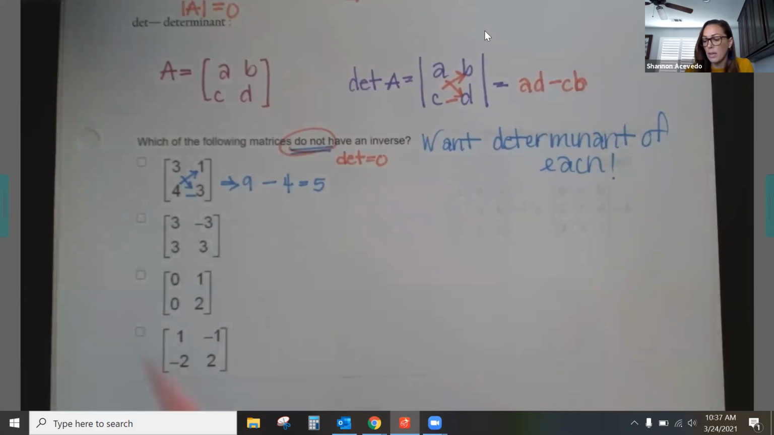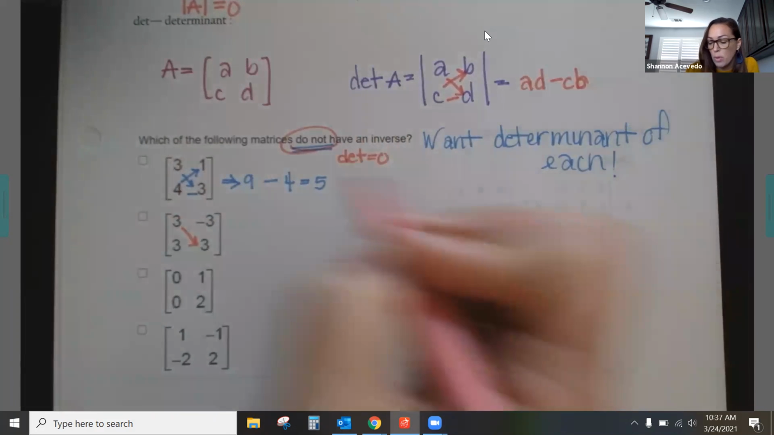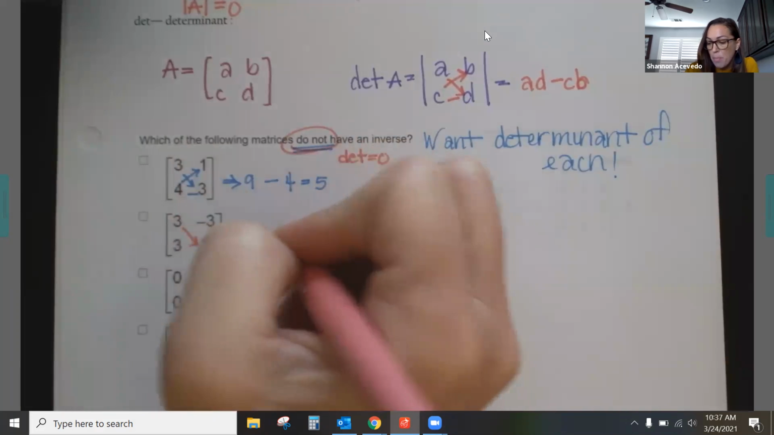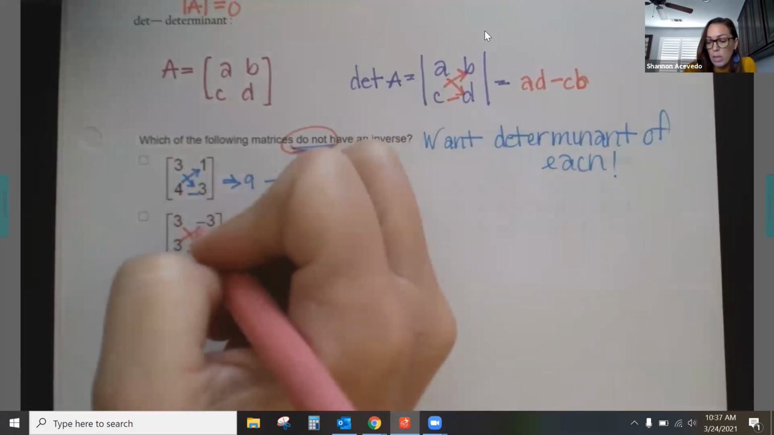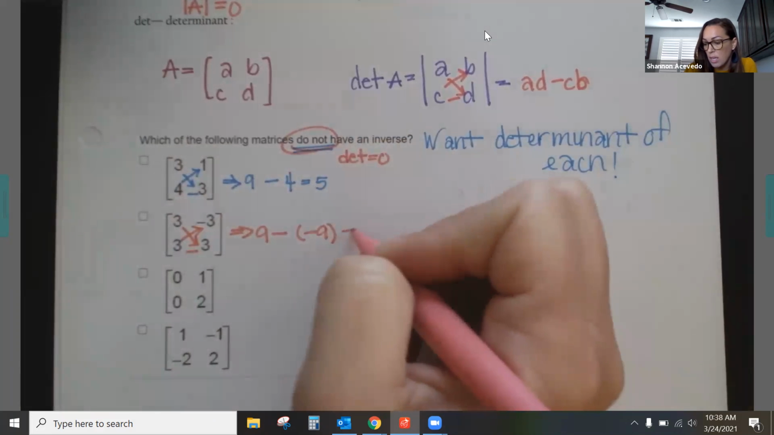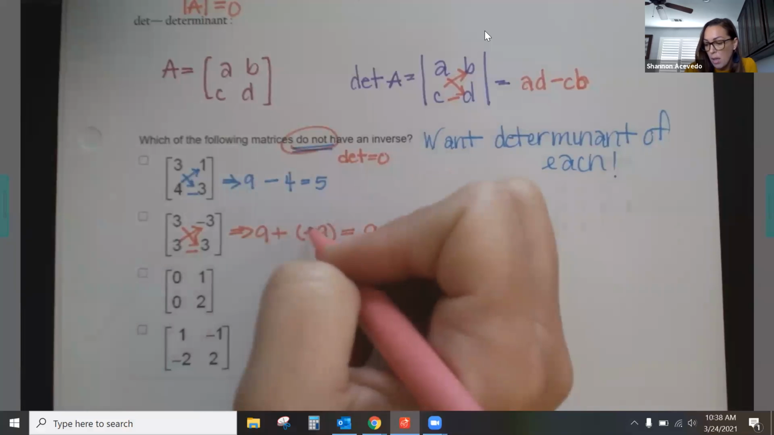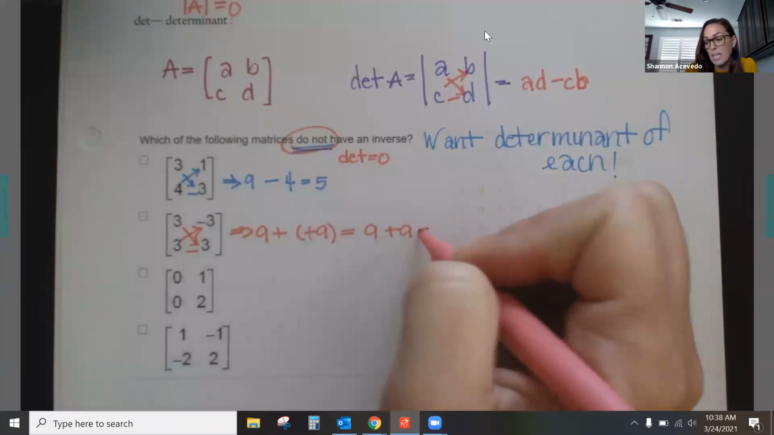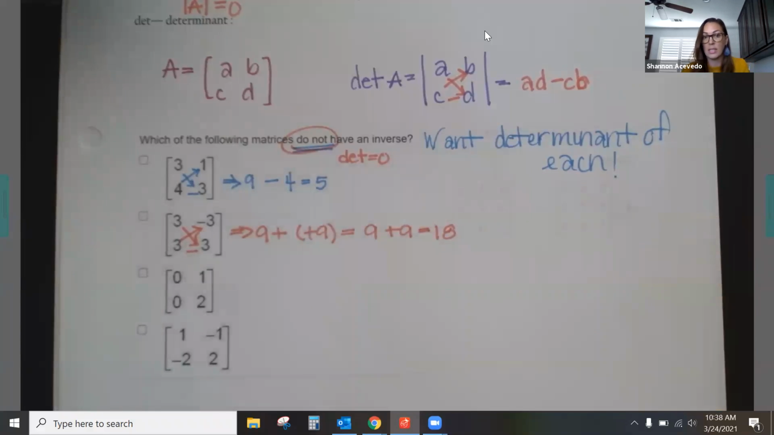So let's do our next one. So 3 times 3 is 9 minus 3 times a negative 3, which is a negative 9. So this is going to give me 9 plus 9, which is 18. Watch your signs, because if you messed up your signs there, you would most likely get it wrong. So again, this isn't equal to 0, which means it has an inverse. As long as it's not 0, it has an inverse. If the determinant is 0, then it does not have an inverse. So let's go to my next one.